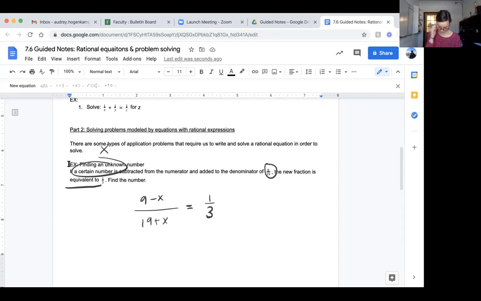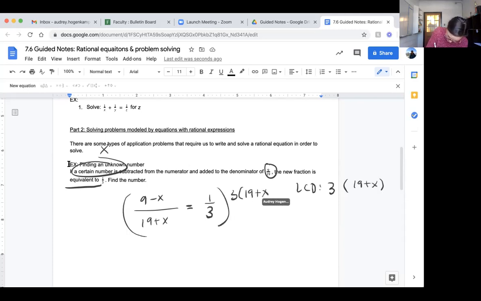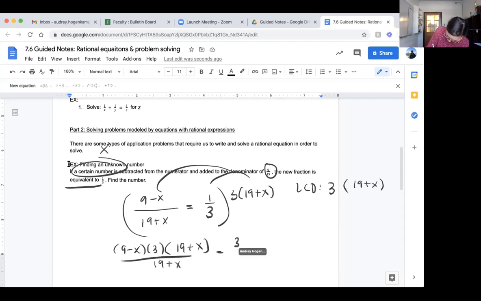So what I'm going to do is multiply through by the LCD. So my LCD is going to be the product of unique factors, which include 3 and 19 plus x. So times 3 times 19 plus x. So I'm going to get 9 minus x times 3 times 19 plus x over 19 plus x equals 3 times 19 plus x over 3. Get to do some beautiful cancellation magic.